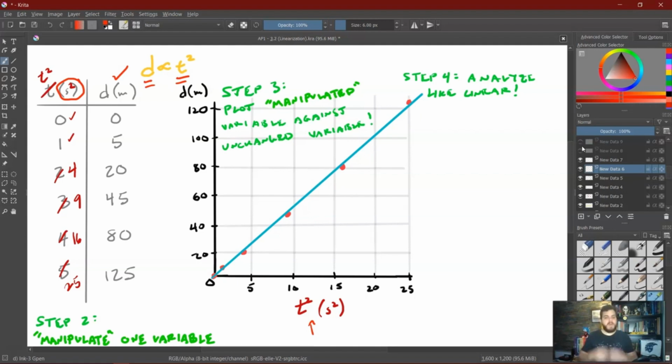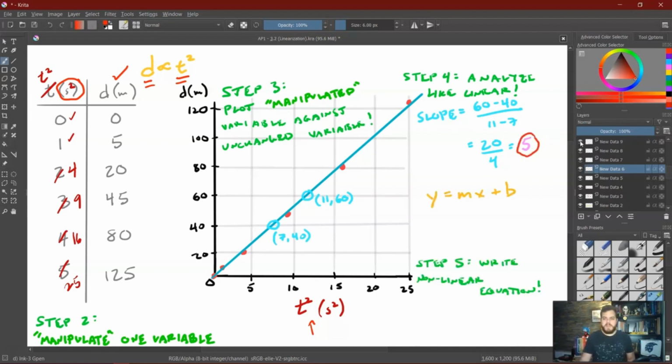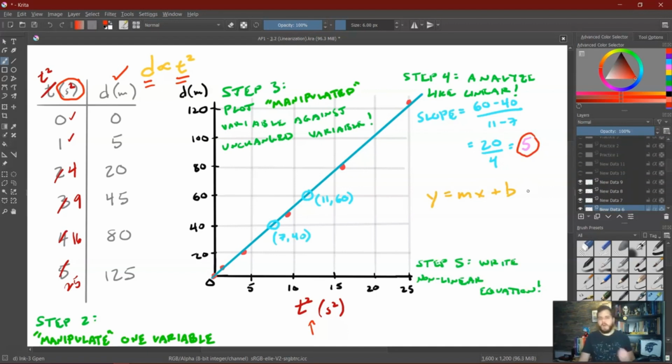So if I just asked you to find the slope and y-intercept of this line, to find the slope, we're going to pick 2 points. I picked (1, 5) and (11, 60). So go ahead and find the slope. So 60 minus 40 over 11 minus 7, that gives me 20 over 4, or a slope of 5. So now, if I have this slope of 5, let's go ahead and write out our equation.